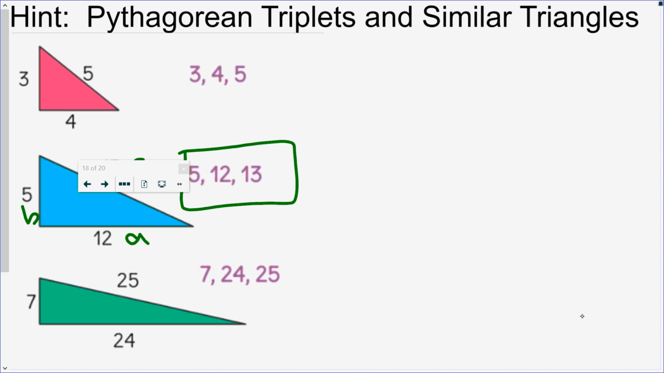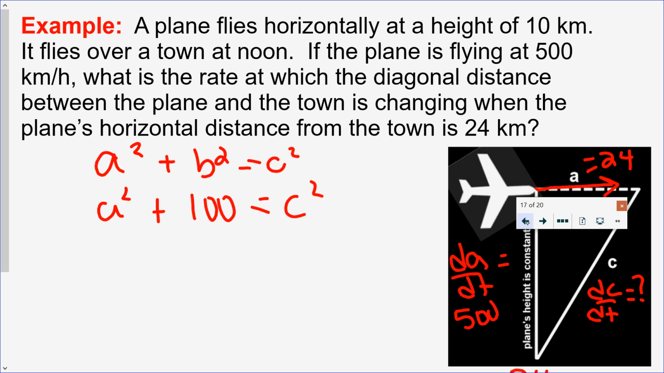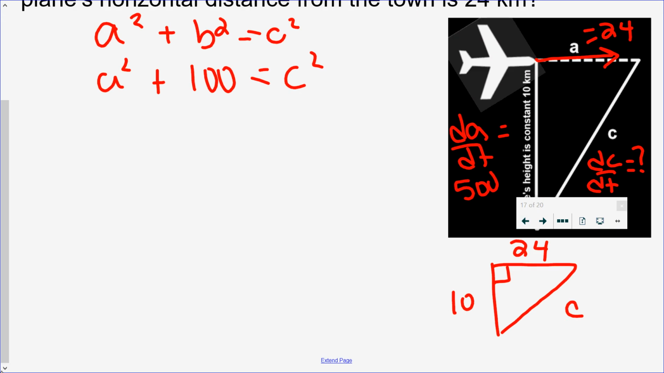So looking at Pythagorean triplets, I'm looking for which one has side lengths that are in proportion to 24 and 10. If you look at this one here that we used last time, if you multiply the entire Pythagorean triplet by 2, I would have 10, 24, and 26. And that's exactly what we were given, 10 and 24. So I know that my hypotenuse is 26. So that means that going down here, c is equal to 26, just using my Pythagorean triplets.